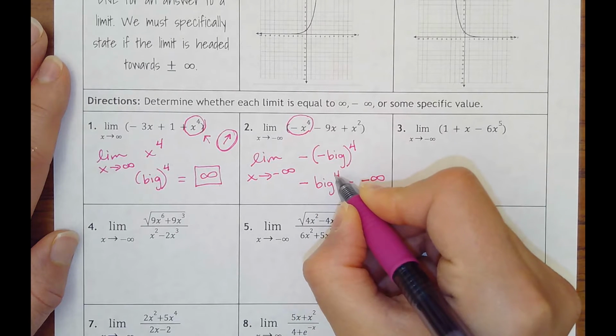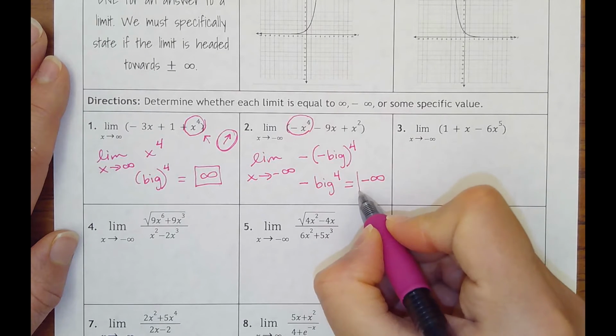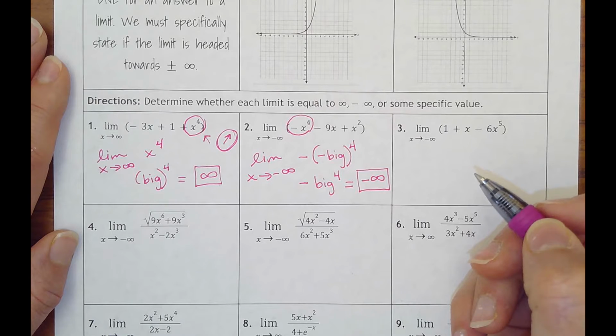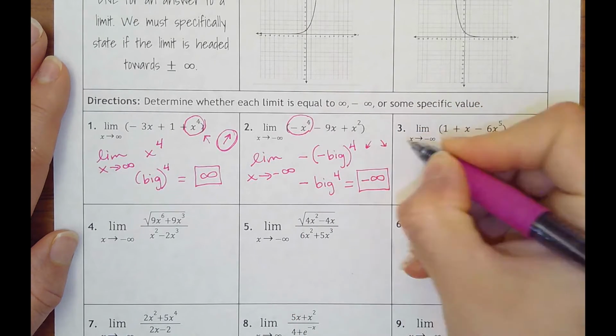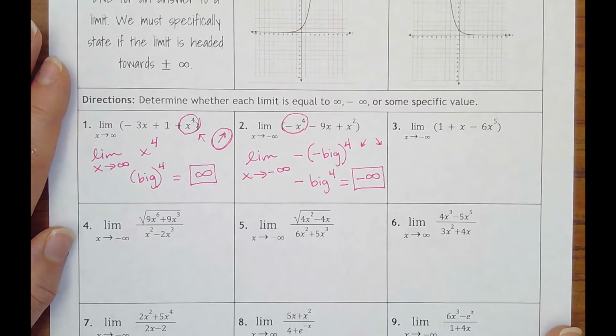So it's like I'm plugging in the word big, but then in the end, I'm going to replace that big with infinity. I'm just trying to figure out, is it positive or is it negative? So in this example, I would have both ends going down since it's an even power and the leading coefficient's negative. So that makes sense. All right, why don't you pause and try number 3.